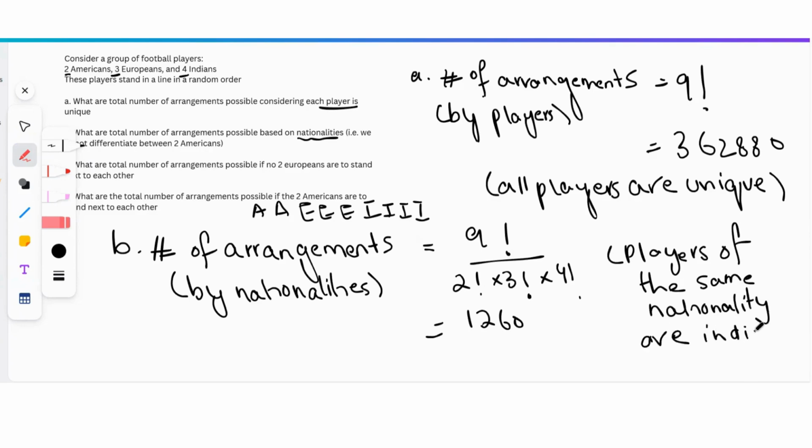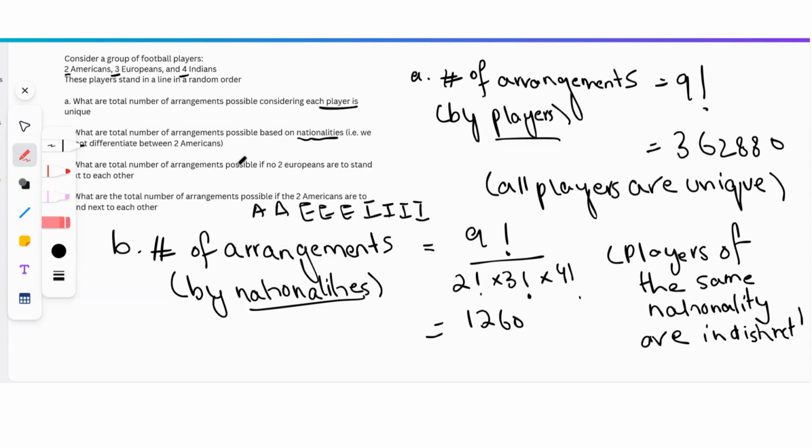So the first part is like finding a permutation. In part A, you're finding the number of arrangements by players, where all players are unique, so you're just applying the fact that n distinct items can be arranged in n factorial ways. Part B is also asking you to find the number of arrangements, but by nationalities rather than by players, where you're treating players of the same nationality as indistinct. So you have to divide by their own respective permutations in order to avoid any double count.